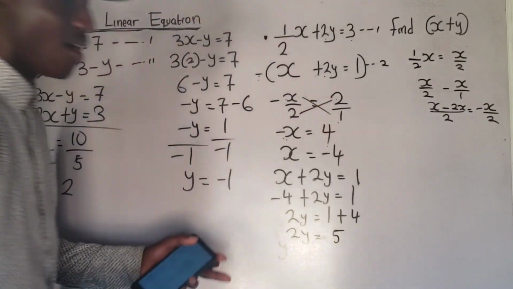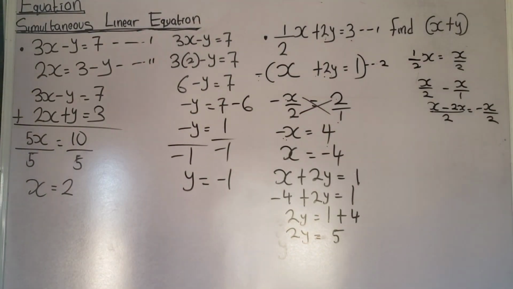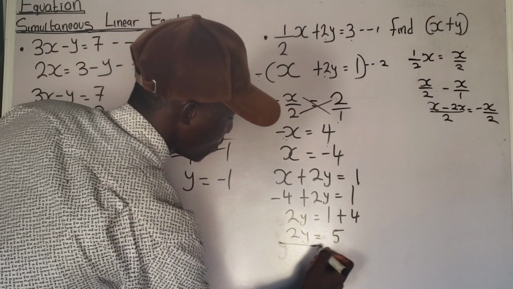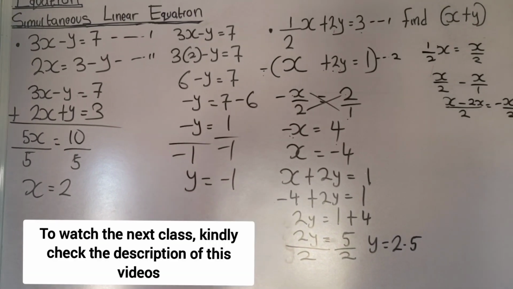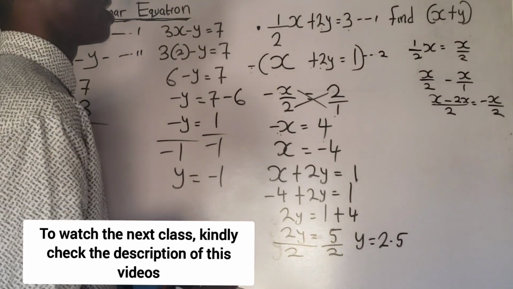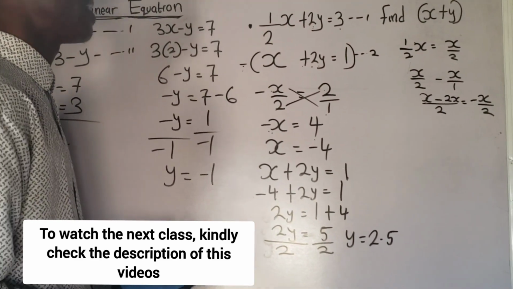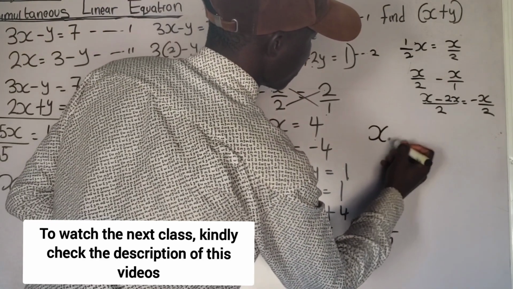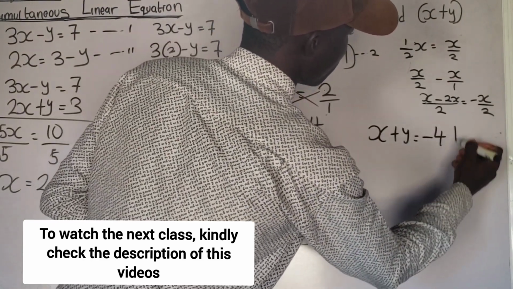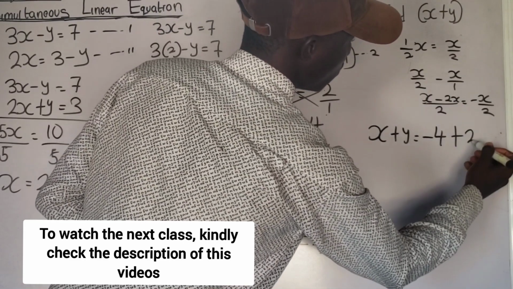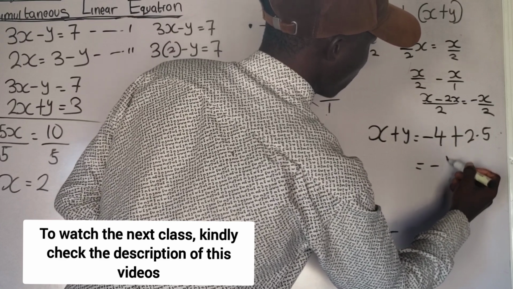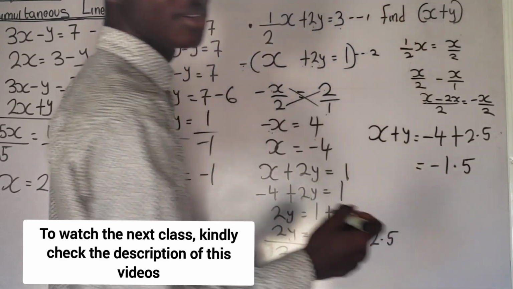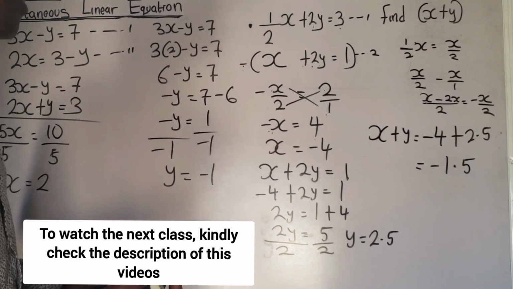Now, from this point, we can divide both sides by 2. So y equals 2.5. Having gotten the value of x and y, now we can easily find the value of x plus y. x plus y equals negative 4 plus 2.5. The answer is negative 1.5. If you don't understand, you can punch your calculator. The answer is negative 1.5.